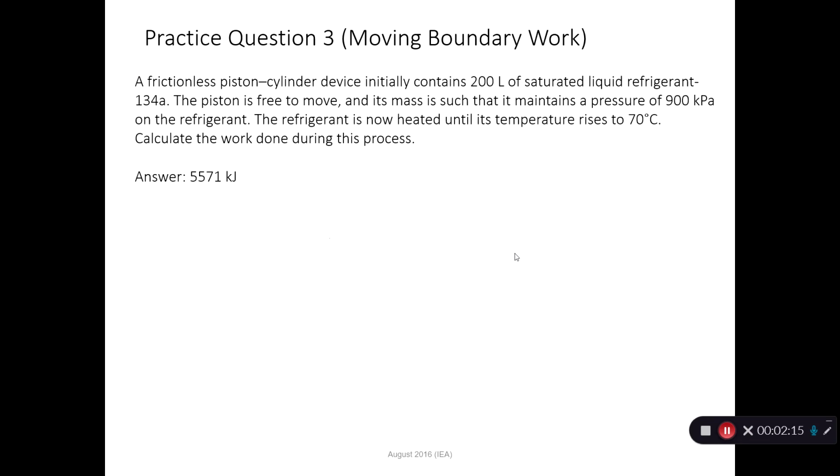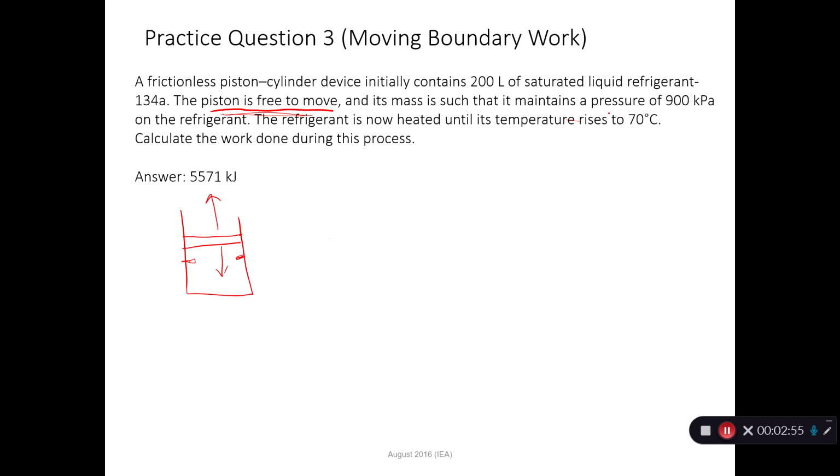Question 3 also is constant pressure, and you can pause to read the question. When you have a piston that is free to move, then that means it's not restricted. Okay, you have this piston, it can move up as much as it needs to, it can move down as much as it needs to. Therefore, you have no problem like what you had in practice question 1. There was a set of stops, so it's not free. Okay, so this is quite an important statement. Its mass is such that it maintains the pressure, so this tells you that it's constant pressure.